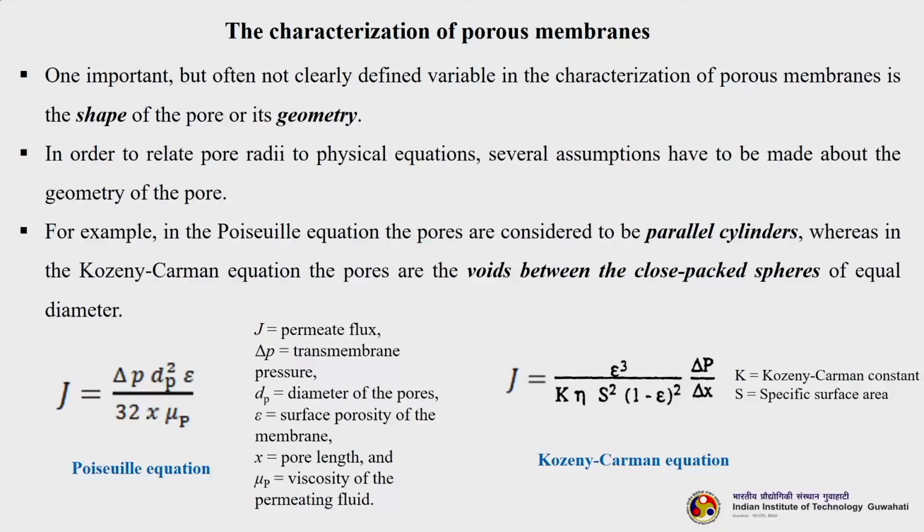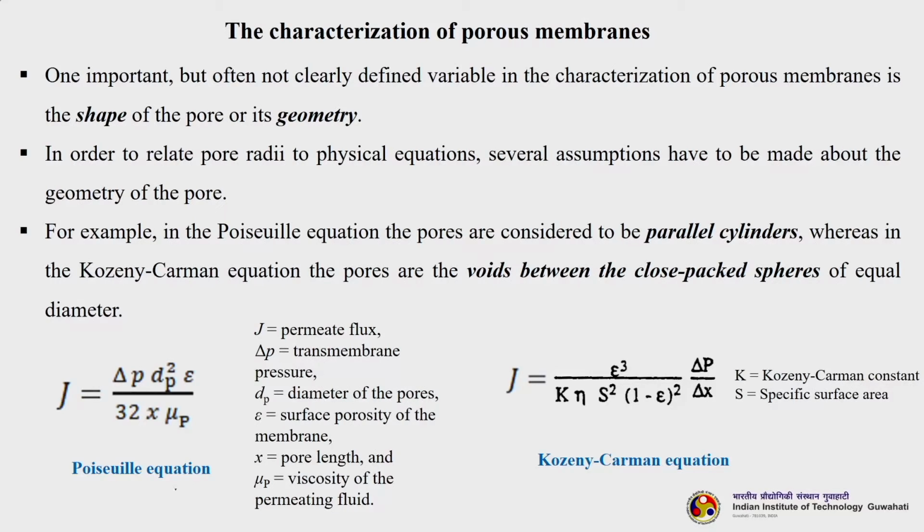So, in order to relate pore size to physical equations, several assumptions have to be made. There are various equations that are utilized to predict the flux and other parameters, to calculate the pore size or pore diameter. Two classical equations we are showing: one is the Hagen-Poiseuille equation, and another is the Kozeny-Carman equation.